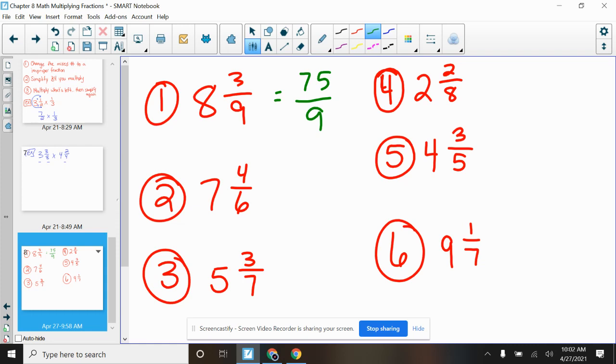All right, Rory, give me number 2. Tell me what you did. And so my final answer is? Beautiful. I don't know why this board is choosing to jump back and forth between the eraser and the marker. 46 over 6. Excellent, Rory. I love it. Number 3, Max, go for it. Beautiful. Thank you, Max. Good explanation.